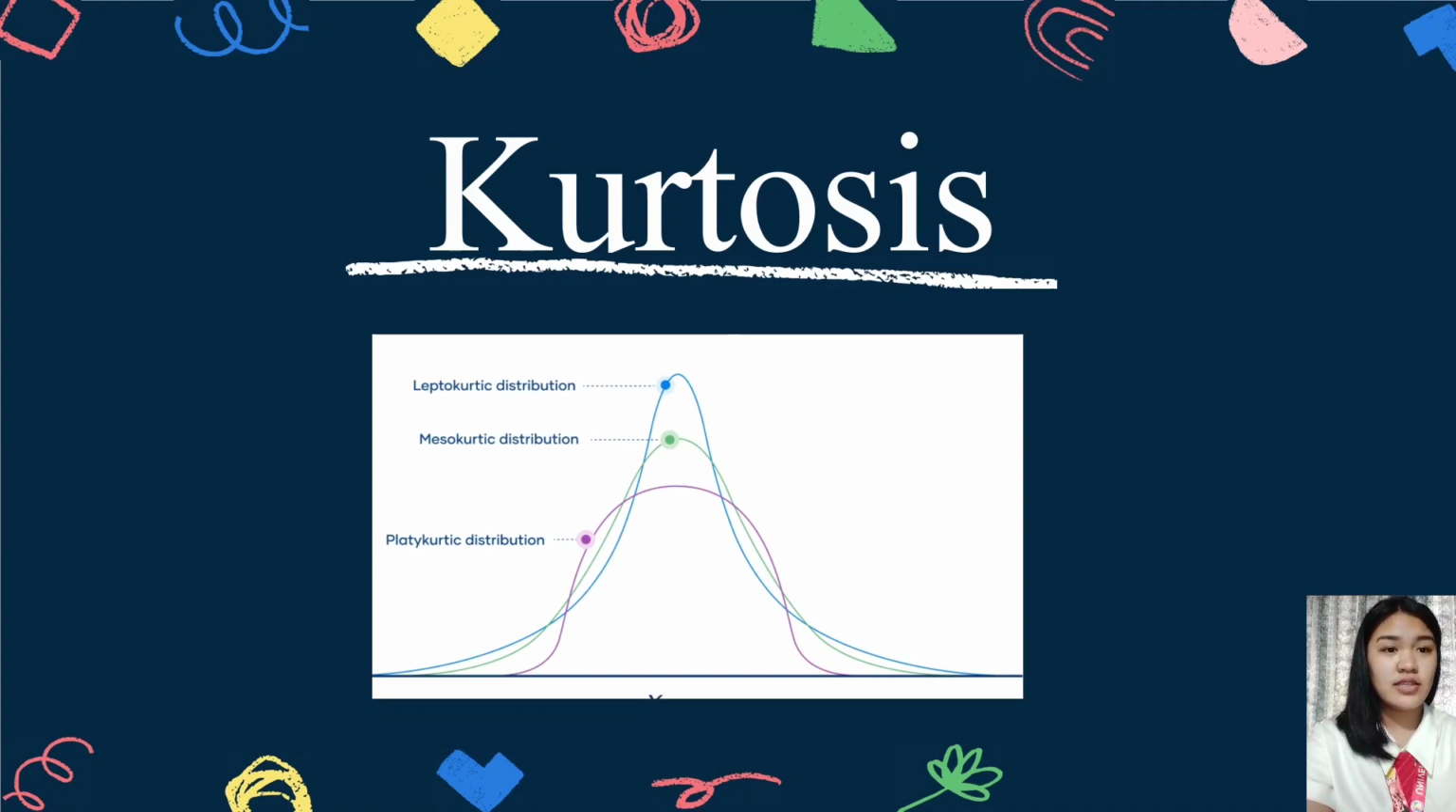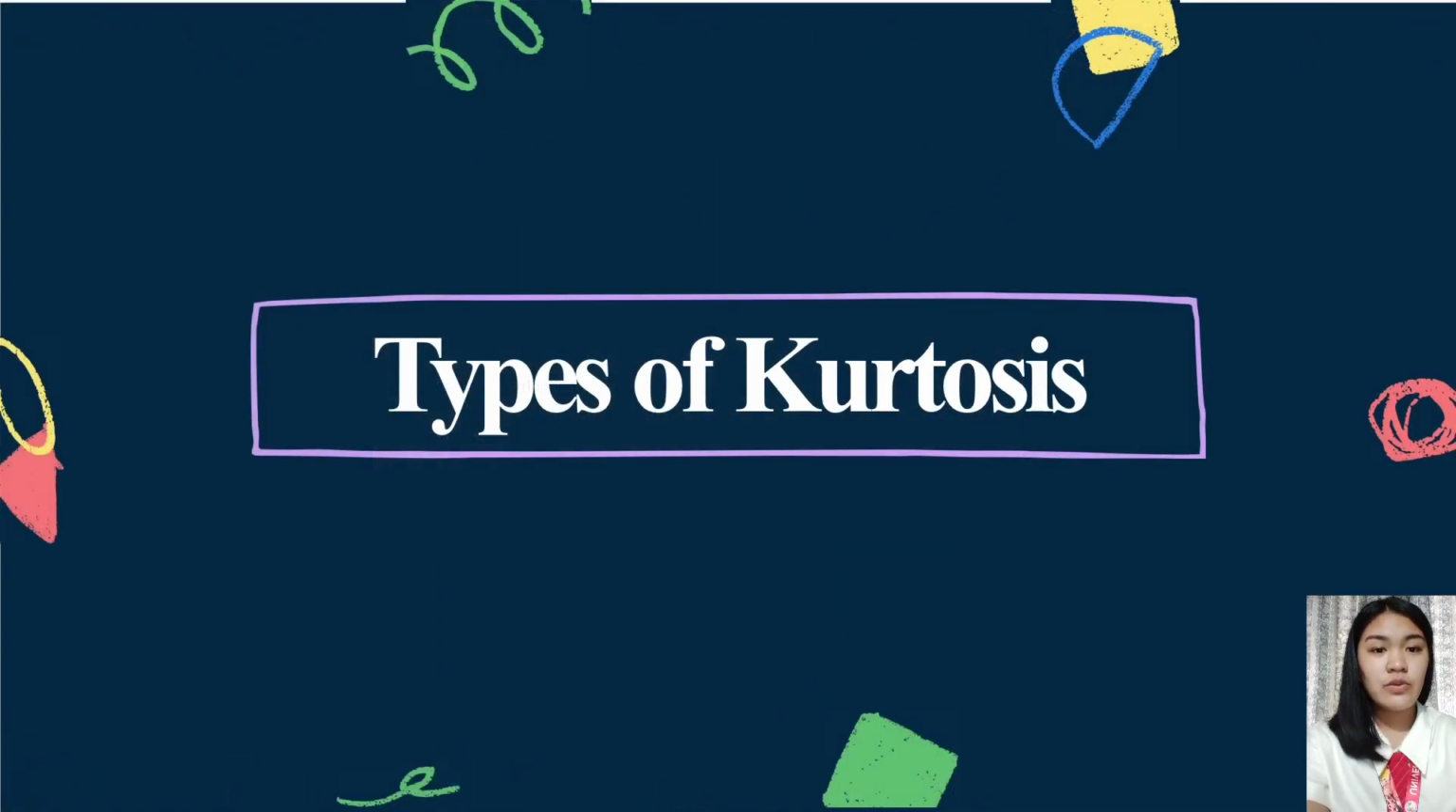Kurtosis is associated with the tailedness rather than the flatness or peakedness of the distribution. Though many textbooks strongly associate kurtosis with the peakedness of the distribution, it is the intention of this definition to define kurtosis in its original sense. It is also a measure that describes the tail of the distribution in relation to its overall shape. So now we are going to discuss the types of kurtosis.